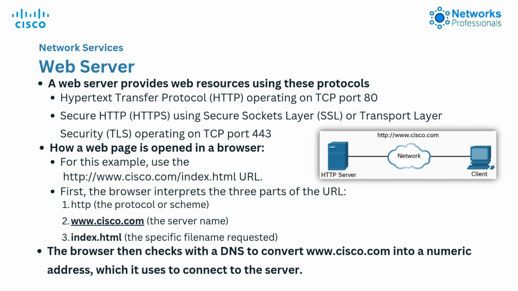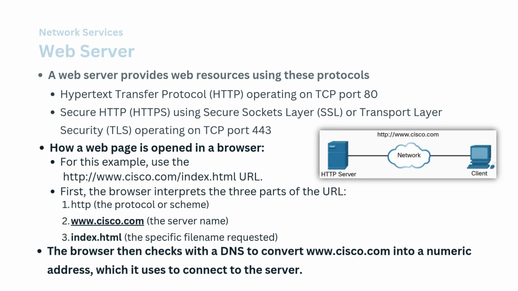Secondly, DNS lookup. The browser contacts the DNS, domain name system, to convert the domain name www.cisco.com into a numeric IP address. Thirdly, connection to server. Using the IP address, the browser connects to the web server, sends a request for /index.html, and the web server responds by delivering the web page to be displayed.